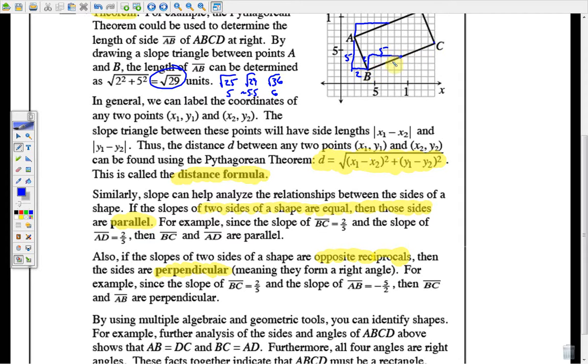BC has a positive slope because it goes up and to the right. And AB has a negative slope because it goes down and to the right. So as you're reading from left to right, if it goes down, it's negative. If it goes up, it's positive.